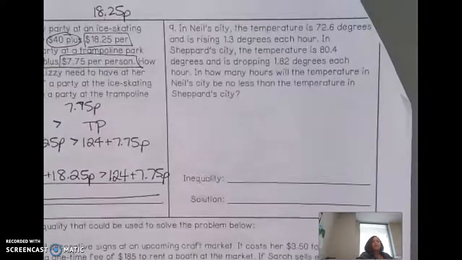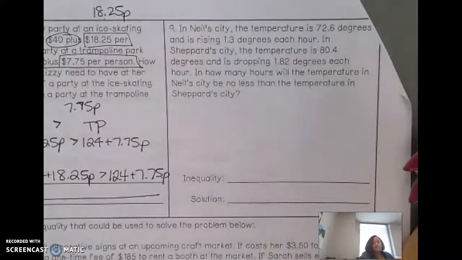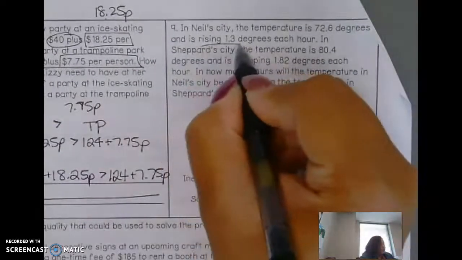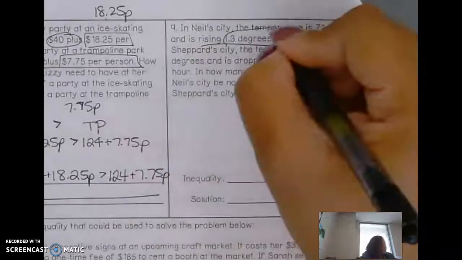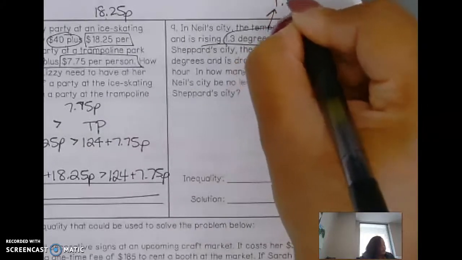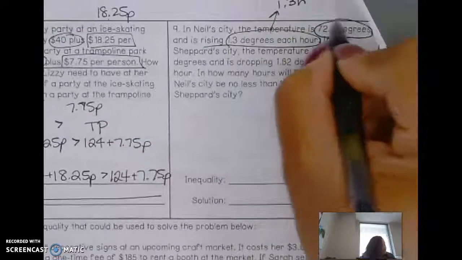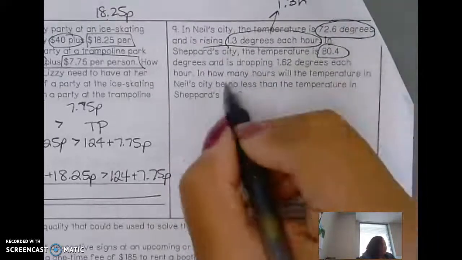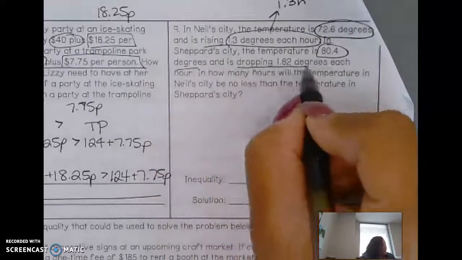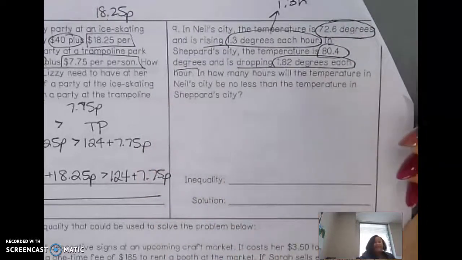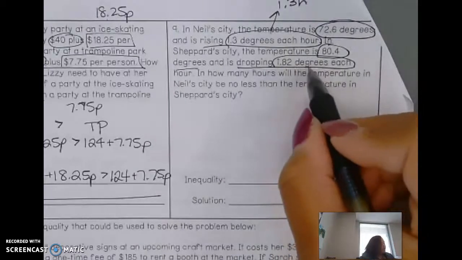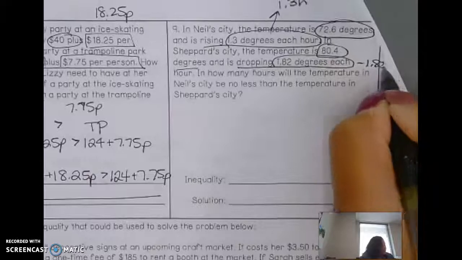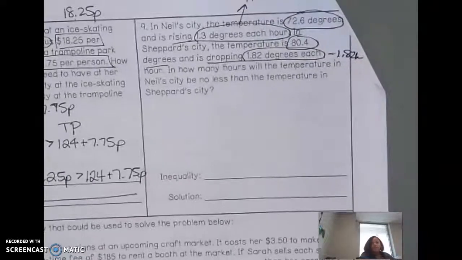In Neal City, the temperature is 72.6 degrees and rising, that means going up, 1.3 degrees each hour. Rising 1.3 degrees each hour, that's 1.3h, h for hour, okay? And it starts at 72.6 degrees. In Shepherd City, the temperature is 80.4 degrees and is dropping. That means it's going down, which is negative. It's going down 1.82 degrees each hour. So negative 1.82h. Squeeze that in there.